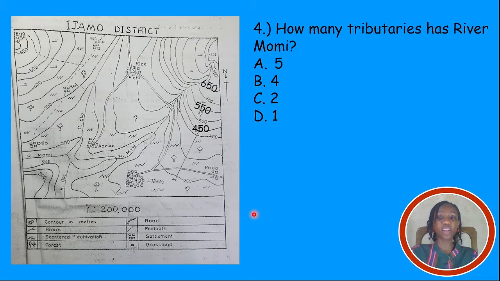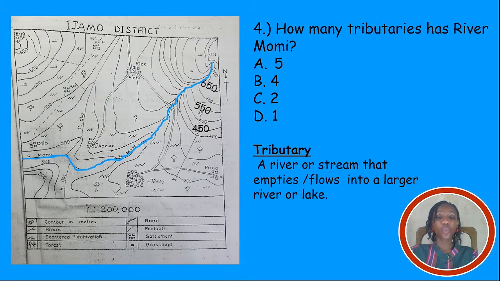So we can easily say that the contour interval is 50, but that's not the point of this question. So now let me trace out River Mommy to make it easier for us to identify the tributaries before we answer the question. Let me quickly define the word tributary in case some people aren't sure. A tributary is a river or stream that empties or flows into a larger river or lake.